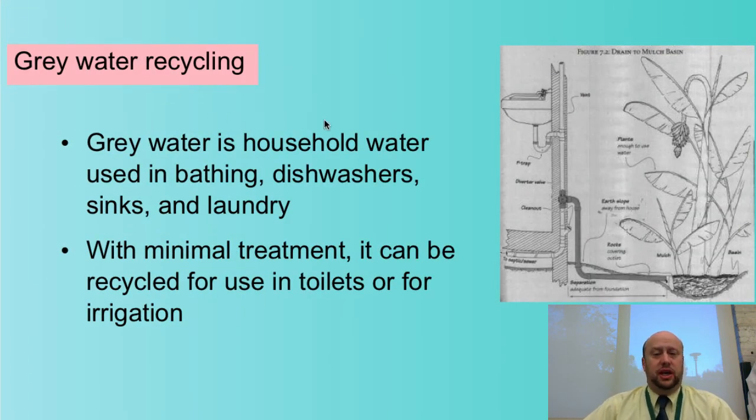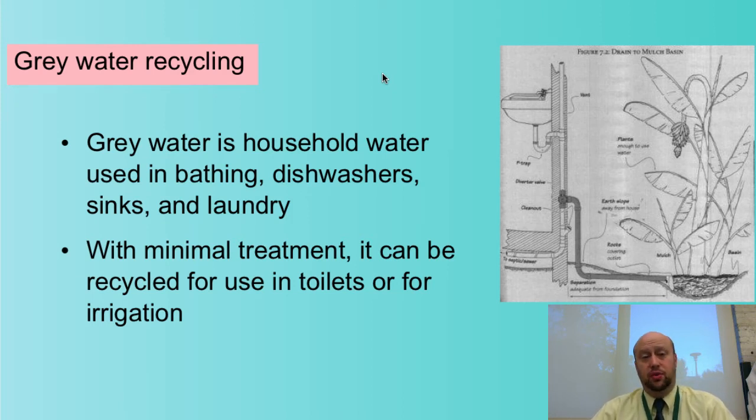As far as recycling, I think this is a great example, and we'll probably talk some more about this in class with some activities, but gray water recycling is a great example of how we can recycle water within the household. Gray water is the water that we use in bathing and dishwashers and sinks and laundry. In other words, the water that isn't directly contaminated with human waste is gray water.